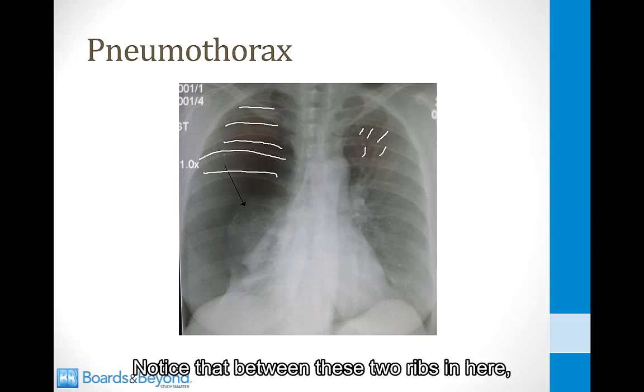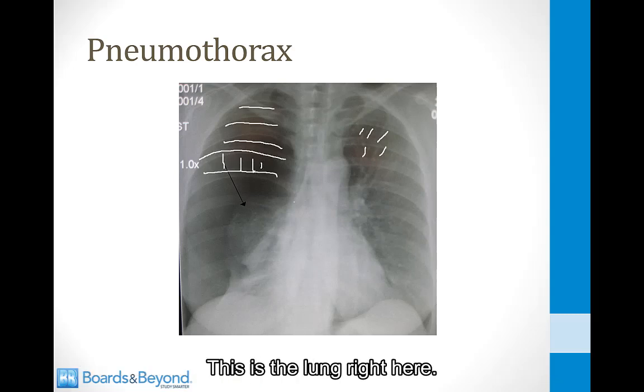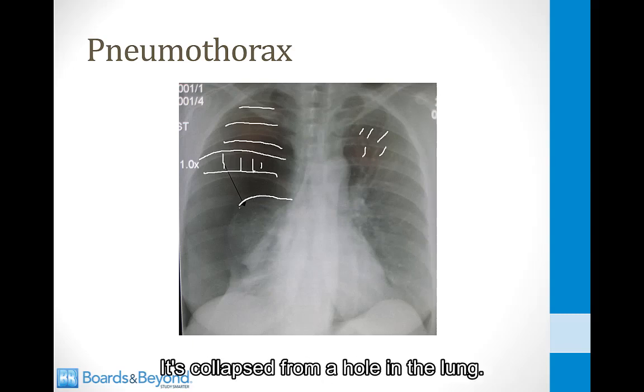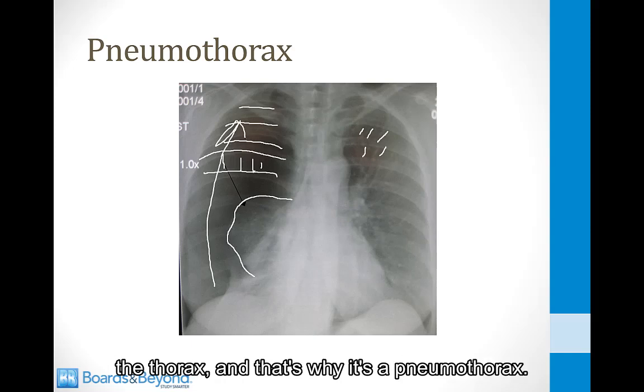Notice that between these two ribs in here, there are no lung markings, and that's because there is no lung tissue there. This is the lung right here. It's collapsed from a hole in the lung, and what you're seeing out here is just air inside the thorax, and that's why it's a pneumothorax.